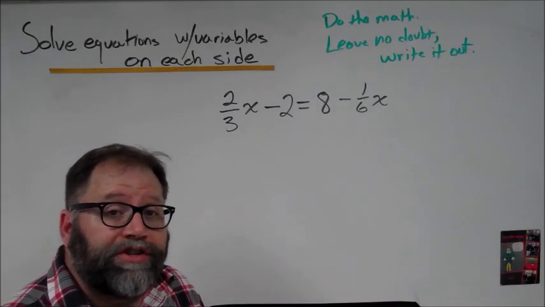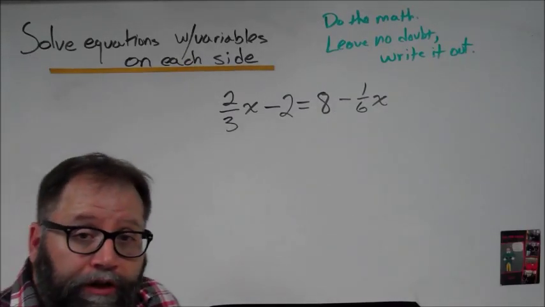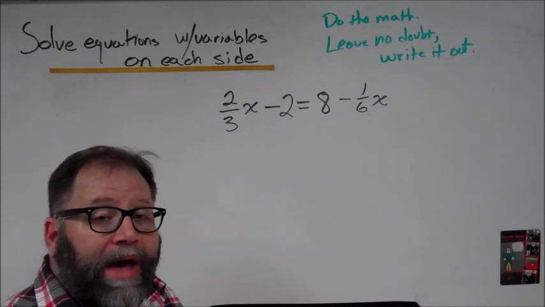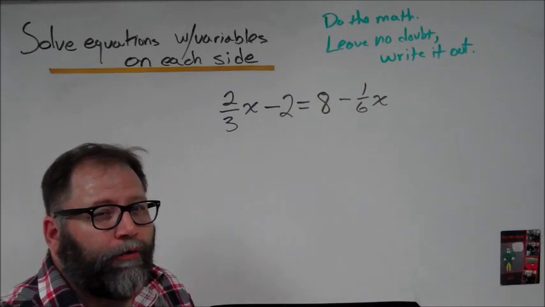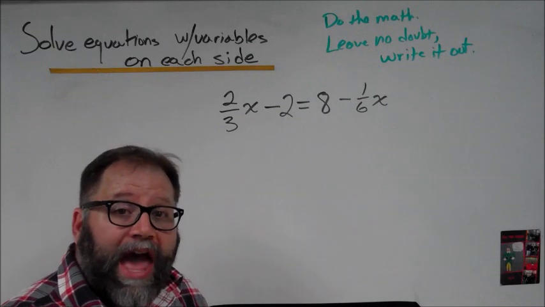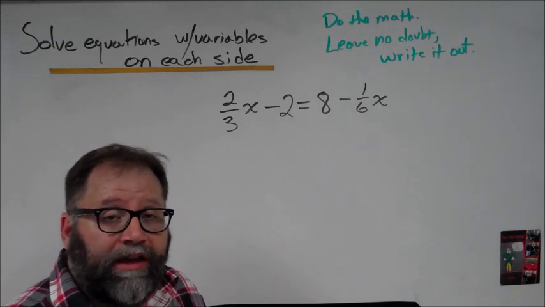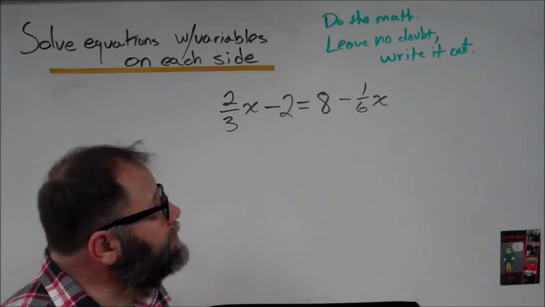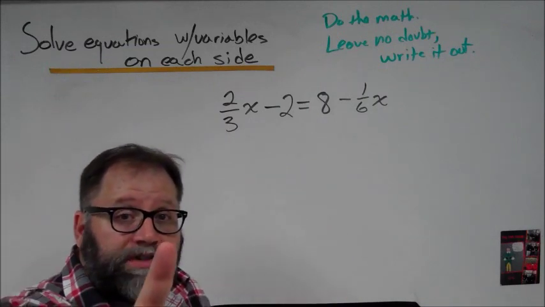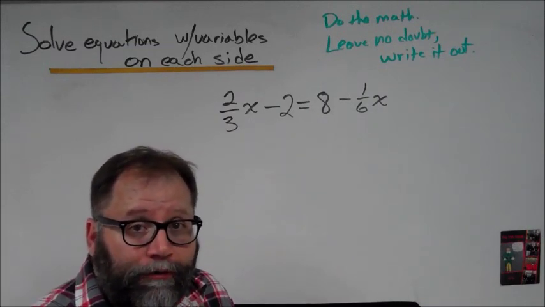Here's one with rational coefficients. Nothing to worry about here. The only thing we've got to do is go back to 5th grade, a little bit of 4th grade, and remember that when we add and subtract fractions, we need a common denominator. So in this, let's do first things first. Let's take care of the variable first.